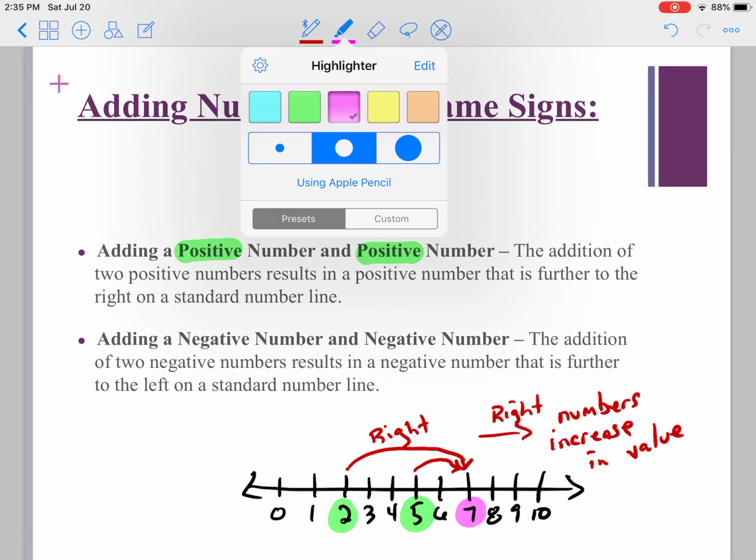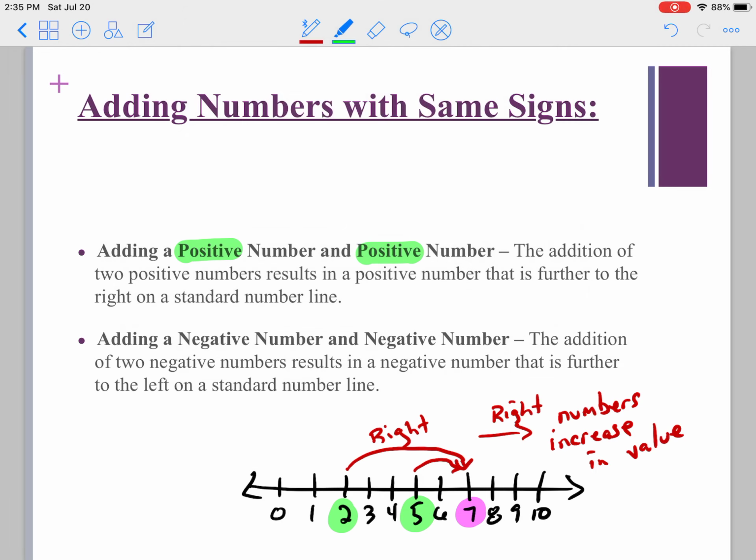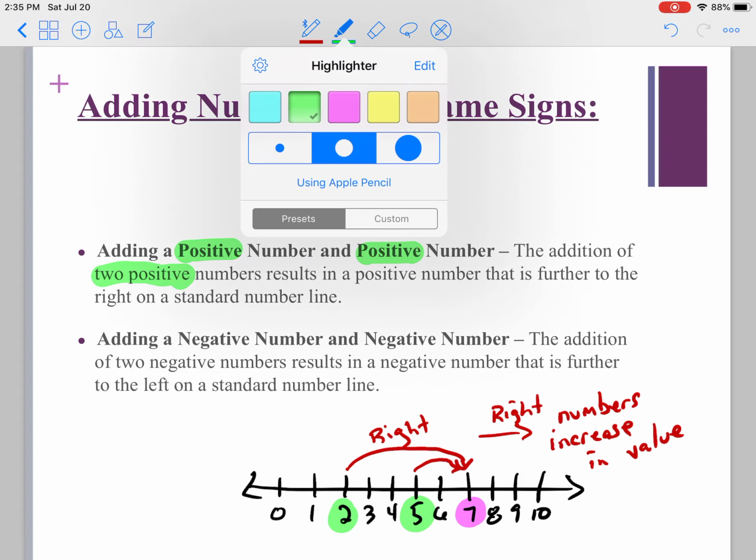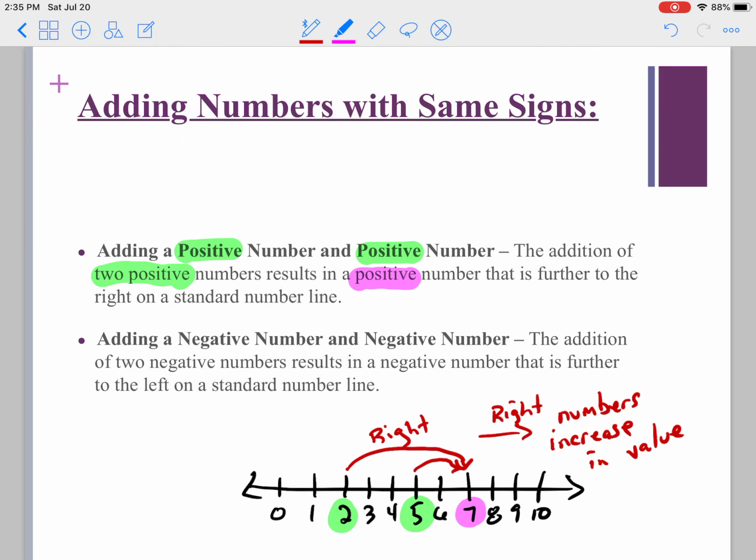So let's correlate these two. If I have two positive numbers, which are my numbers in green, the result is going to be a positive number, that's the 7, and it is further to the right on the standard number line.